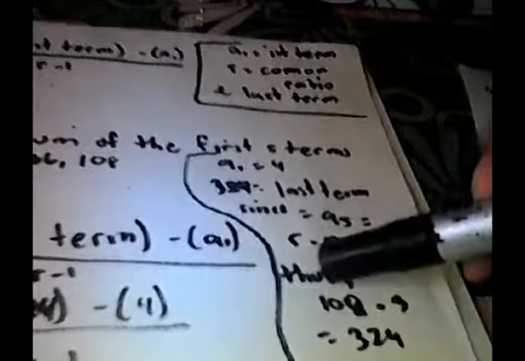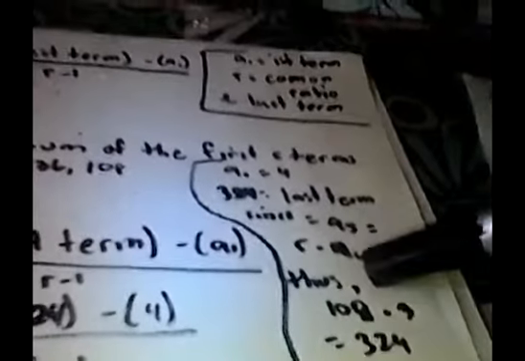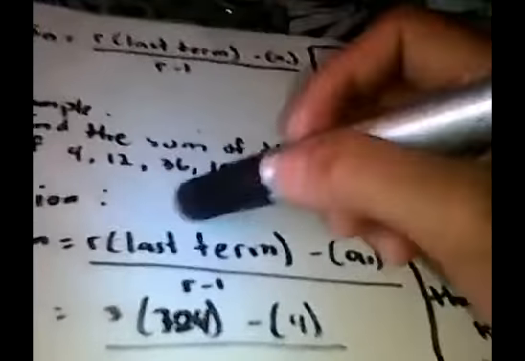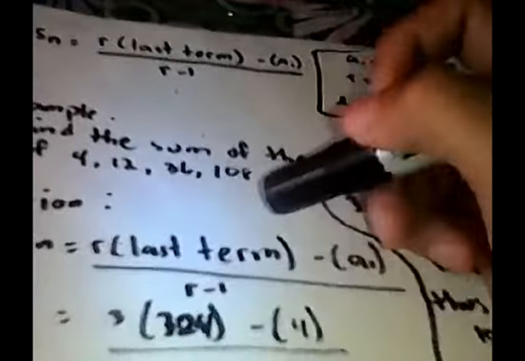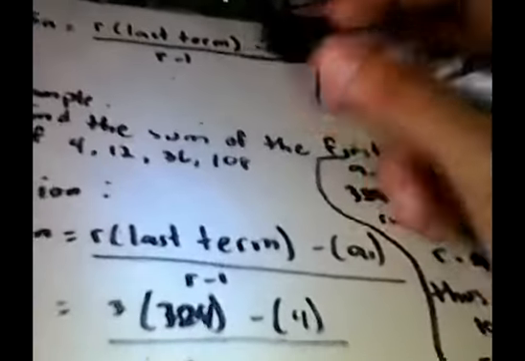Since the common ratio is r, we will just multiply to get a sub 5. We'll multiply the common ratio by the fourth term, which is 108. So 108 times 3 is 324. Now we have the fifth term, which is 324.